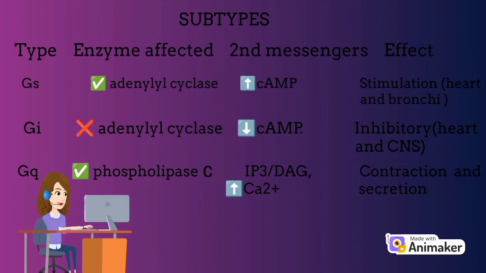Gq receptors activate phospholipase C, which cleaves PIP2 into inositol triphosphate and diacylglycerol. IP3 then binds to receptors on the endoplasmic reticulum, causing the release of stored calcium. This then leads to contraction and secretion.